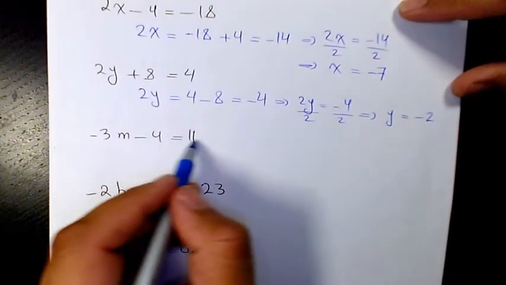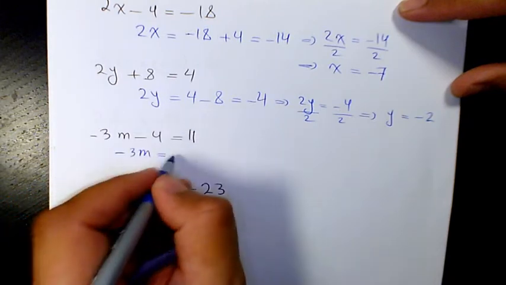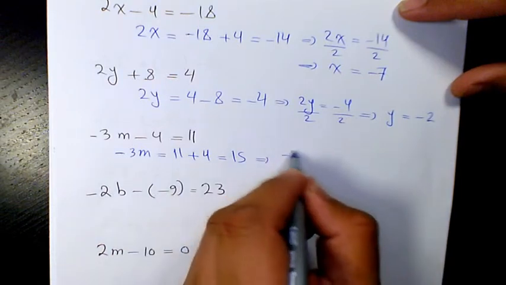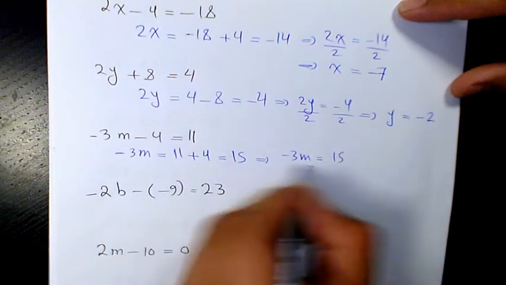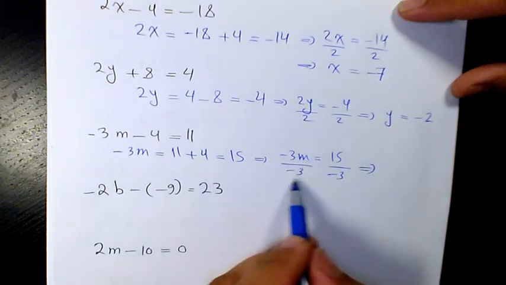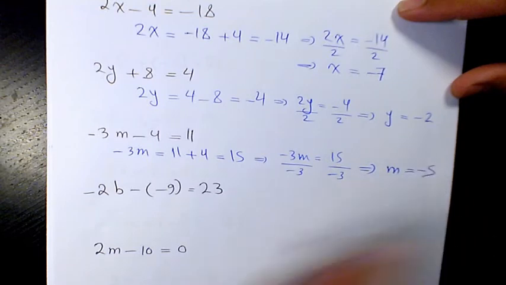3m minus 4 equals 11. So negative 3m on the left hand side, negative 4 comes here. It's going to be positive. So 11 plus 4 is going to be 15. Then you can say negative 3m equals 15. In order to isolate it, we need to divide both sides by negative 3. Negative 3m divided by negative 3 is going to be m. 15 divided by negative 3 is going to be negative 5.